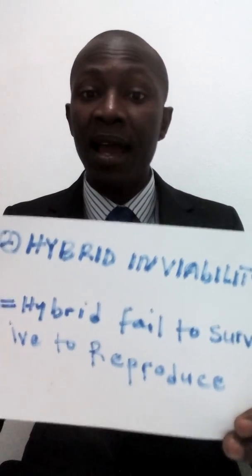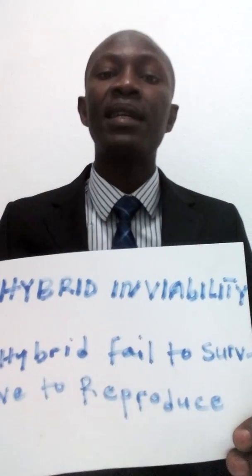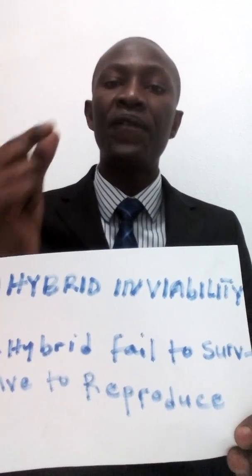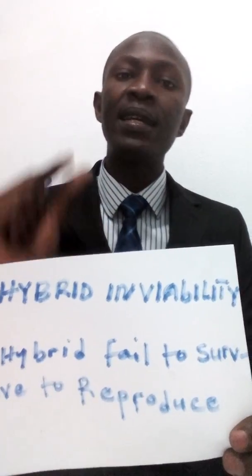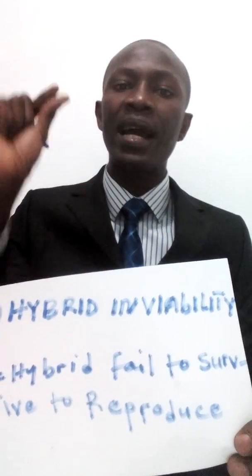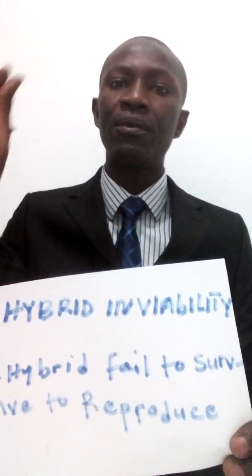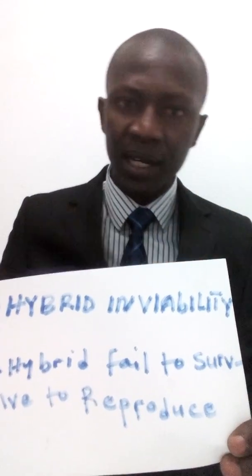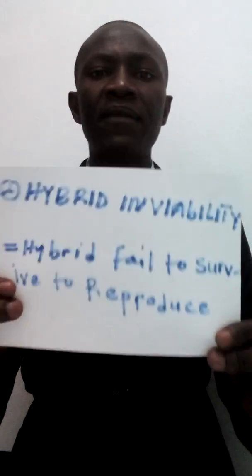Let's look at the second factor, which is the hybrid inviability. As the name implies, hybrid inviability simply means the hybrid fails to survive to reproduce. Immediately the hybrids are formed, most of the time they are born dead, or they are born alive and then they die. They don't grow to maturity. Hybrid inviability also occurs a lot.